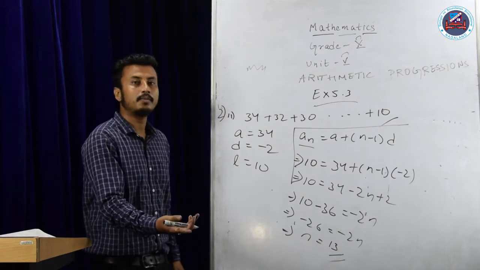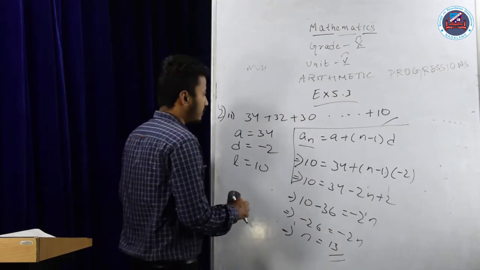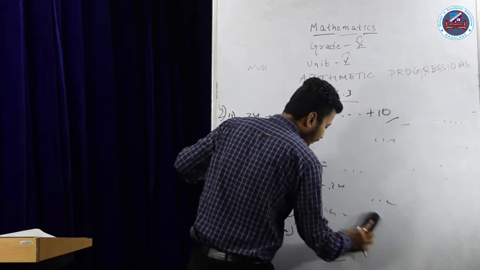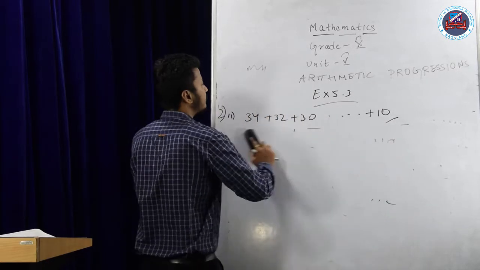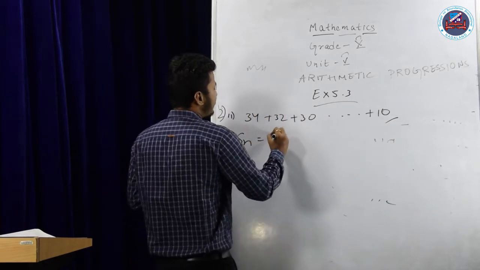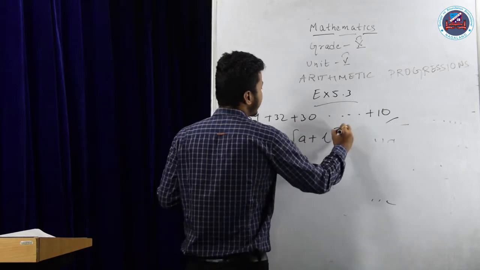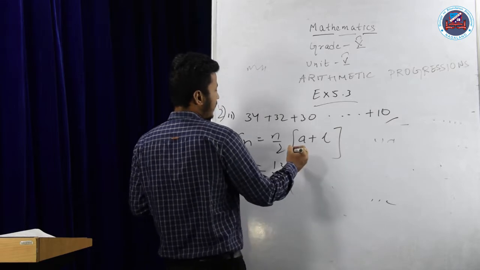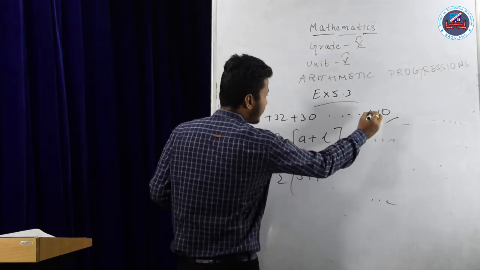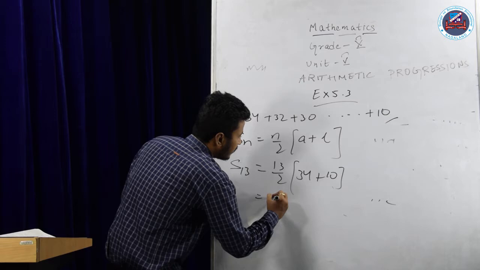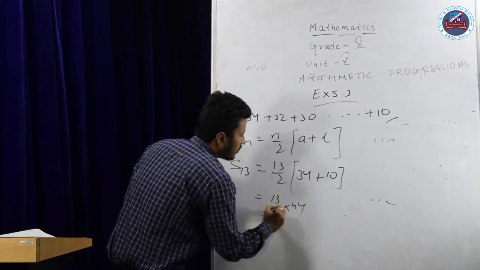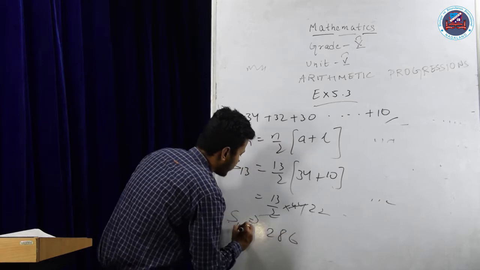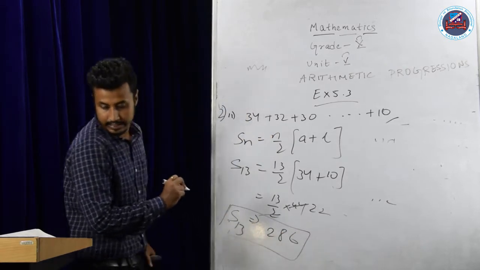Now you put it in the formula. You will use the second formula here. What was the second formula? Sn equals n by 2 (a plus l). This was your second formula. So S of 13 will be how much? 13 by 2, a is 34 plus l is 10. 13 by 2 into 44. 22 times 13 is 286. So the sum of 13 terms is how much? 286. Okay guys?